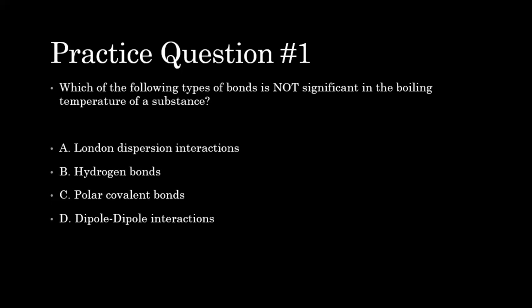First, which of the following types of bonds is not significant in the boiling temperature of a solution? So we've talked about London dispersion forces. They're weak, but they do contribute to boiling point. Hydrogen bonds, they're relatively strong intermolecular bonds, so those are certainly going to impact boiling point. Polar covalent bonds, no, those are the bonds that hold the molecule together, but they don't influence the boiling temperature of a substance as do dipole-dipole interactions. So our answer would be C, polar covalent bonds.